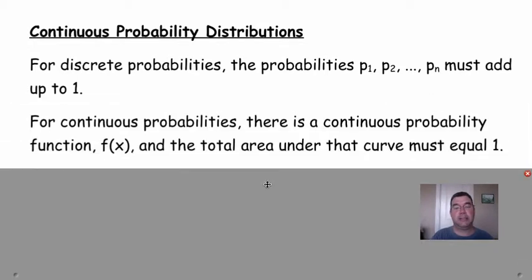So for a discrete probability, remember there's a list of numbers that the x's can take on, but for continuous there's a range of x's that the x's can take on. So as far as what the probabilities have to add up to, with discrete, remember they had to add up to 1. Well, if you're going to add up a range of x's, then you need to do what we did in calculus, which was find the area under that curve, and the area under that curve has to equal 1. So that's what makes continuous probabilities valid as opposed to discrete probabilities.